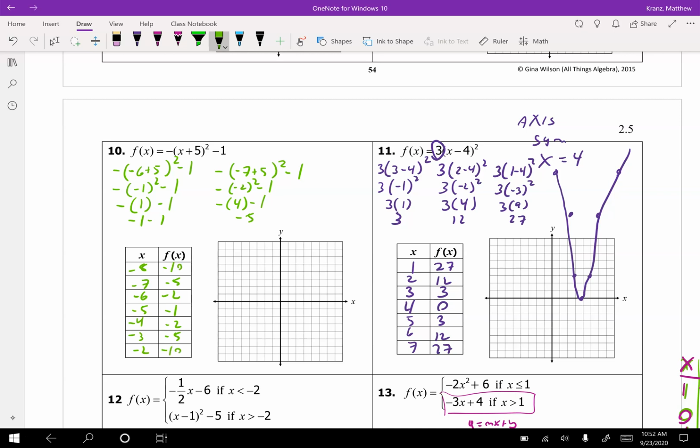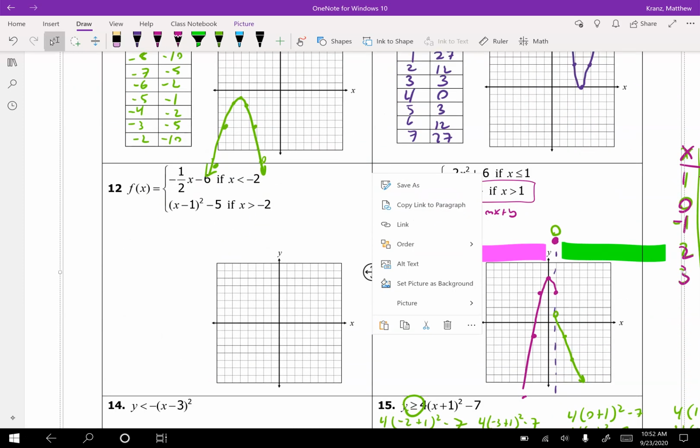So we can go ahead and graph this. We have a negative 8, negative 10, all the way kind of like right there. Then we have a negative 7, negative 5, so that would be right there. Negative 6, negative 2. Negative 5, negative 1. Negative 4, negative 2. Negative 3, negative 5. And then finally over here. So this parabola is going to look like this.